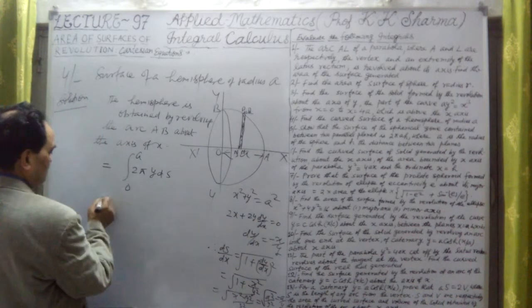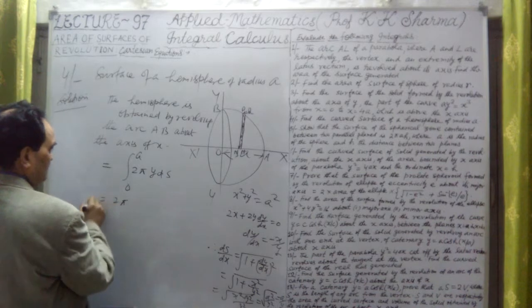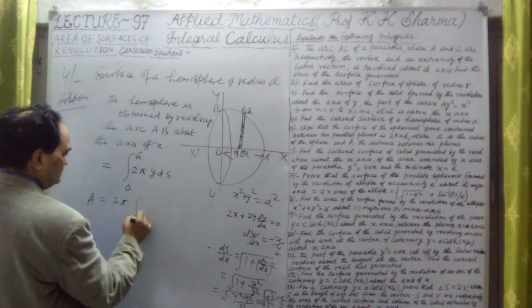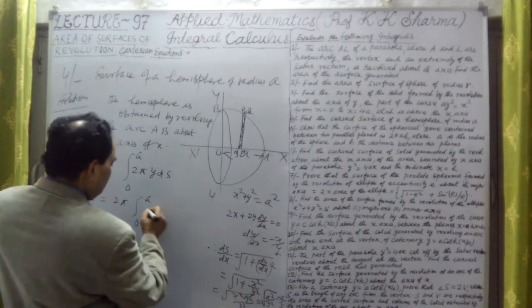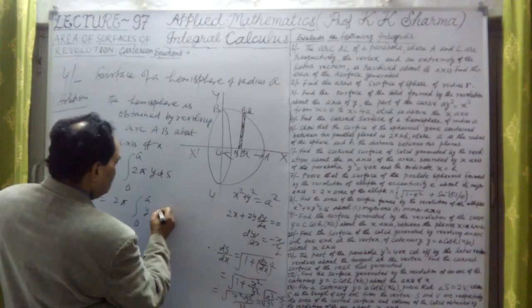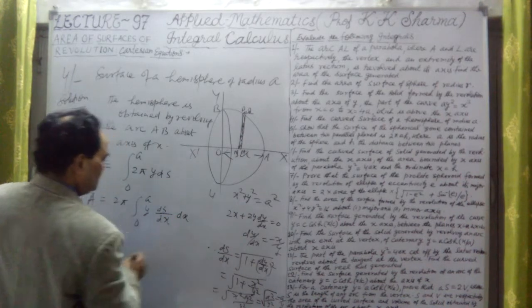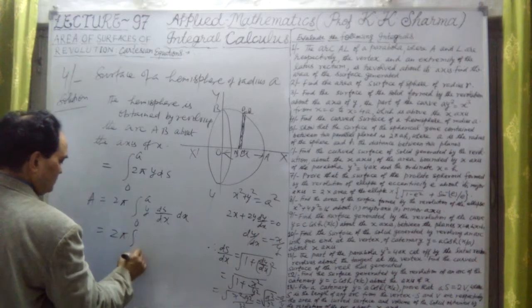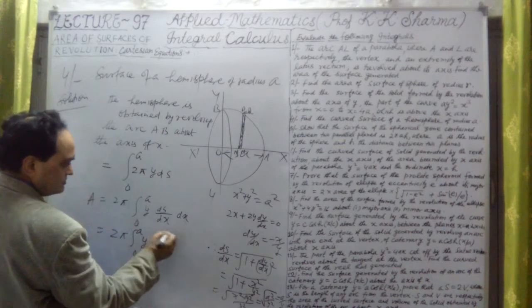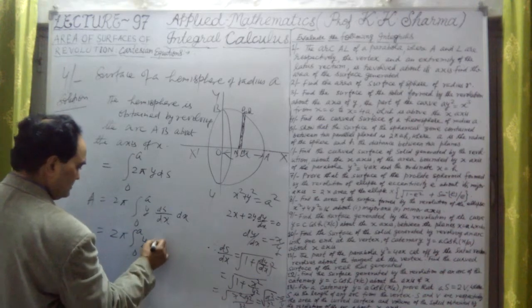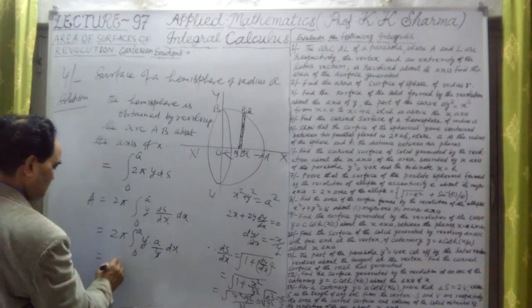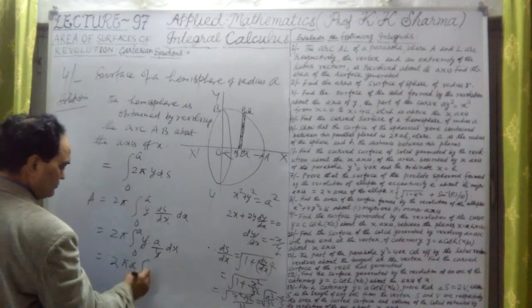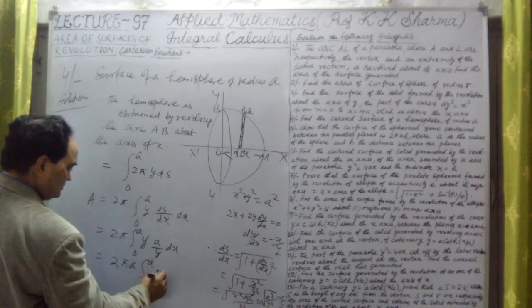Let me write here. This is 2 pi. I have to take the area of the hemisphere in this case. This is 0 to a. Let me first write ds upon dx into dx. This is the basic formula, 2 pi. Now let me substitute the value of ds upon dx, which is nothing but a upon y. Now y cancels out. This is dx here. This is nothing but 2 pi into a, a constant I have taken out, 0 to a, dx now.